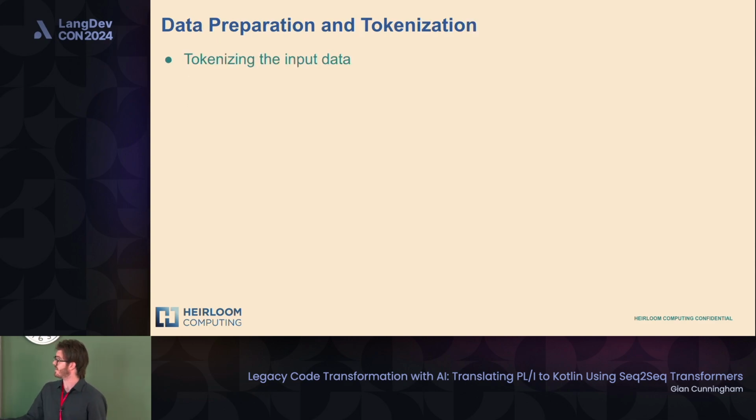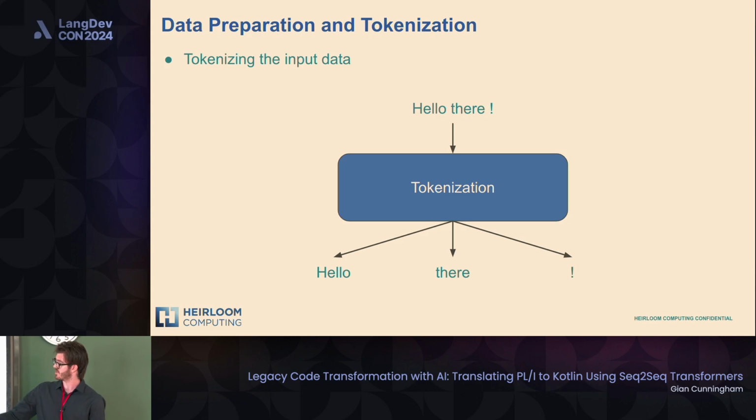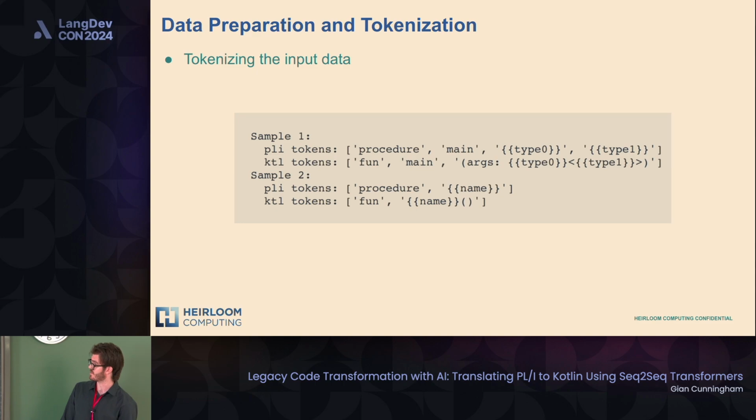We then get to a very important part to be able to train a model, which is the data preparation and the tokenization. We start by tokenizing our input data. This is what tokenizing looks like in the machine learning world: we take our sentence or sequence, we put it through our tokenizer, and we get our output tokens, which are distinct tokens. Here is an example of PL1 and Kotlin tokens after being tokenized.